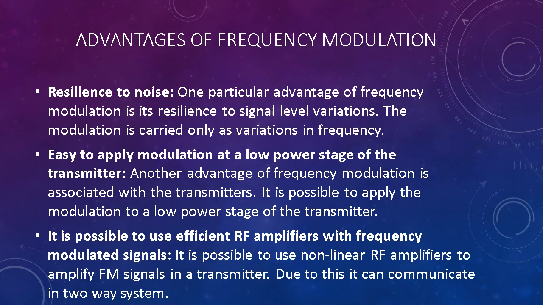Easy to apply modulation at the lower power stage of the transmitter. Another advantage of frequency modulation is associated with the transmitter. It is possible to apply the modulation at a low power stage of a transmitter. Even if the signal transmitted is low, the modulation can be done at a low power stage in a transmitter. It is possible to use an efficient RF amplifier with a frequency modulated signal. Here RF means radio frequency amplifier. It is possible to use a non-linear RF amplifier to amplify an FM signal in a transmitter.